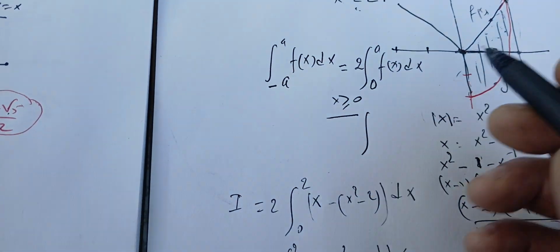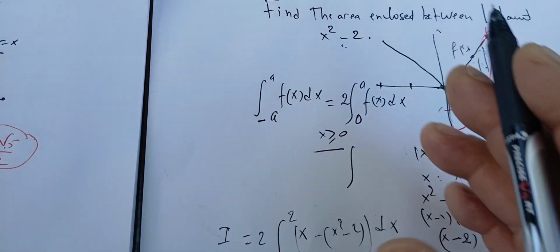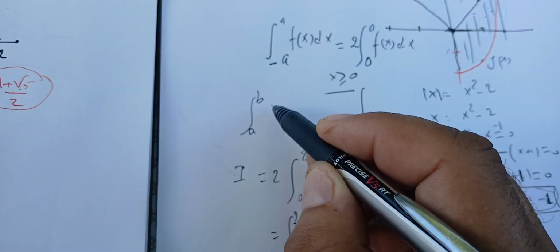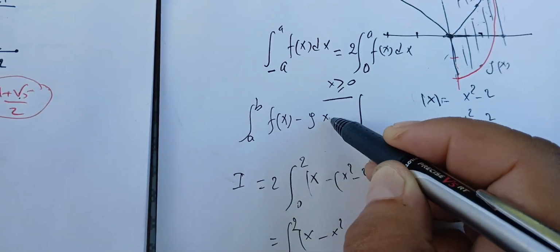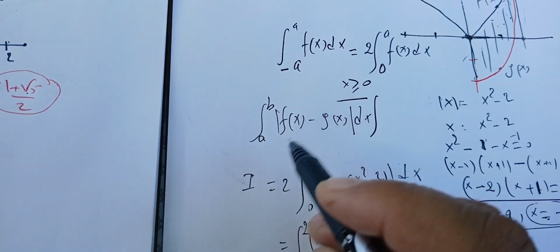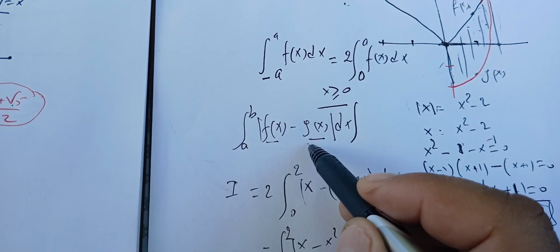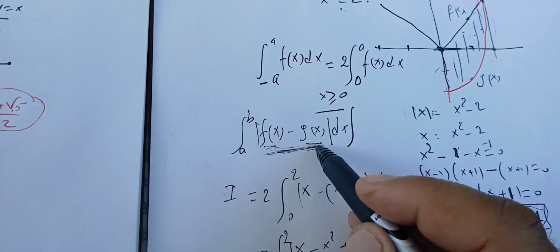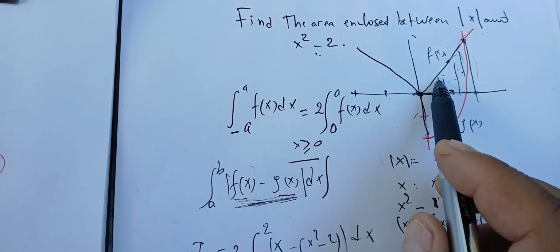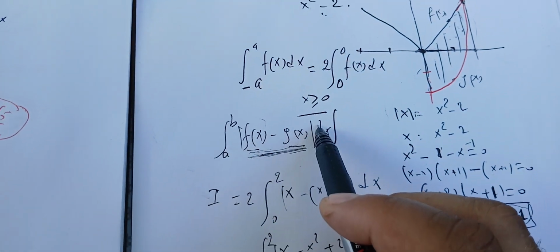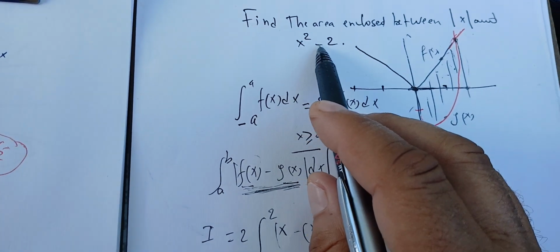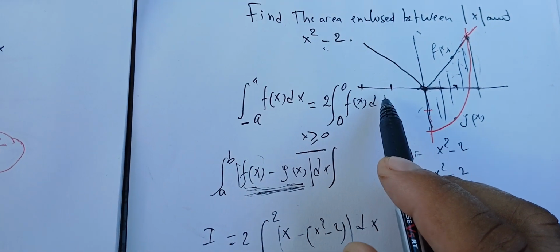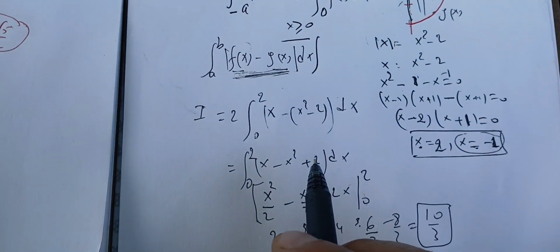In fact, the area enclosed between the graphs of two functions is the integral between a and b of the absolute value of f of x minus g of x dx, because we don't know which one is on top of the other. So that's why we have to be careful. But here in our case, f of x, which is x, is bigger than x squared minus 2 when we are between 0 and 2. And I think that's all we needed for now.